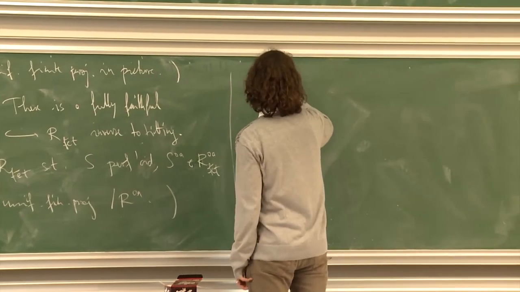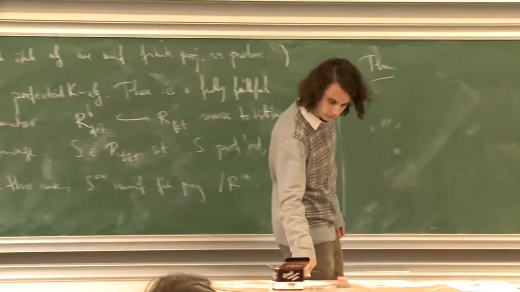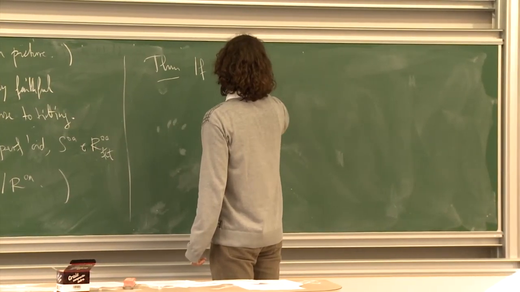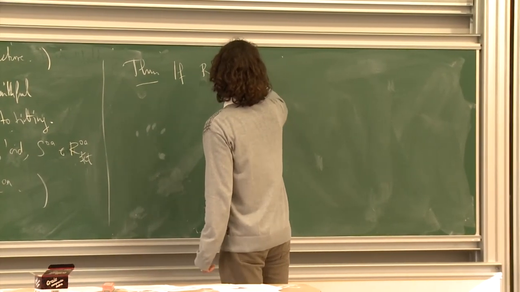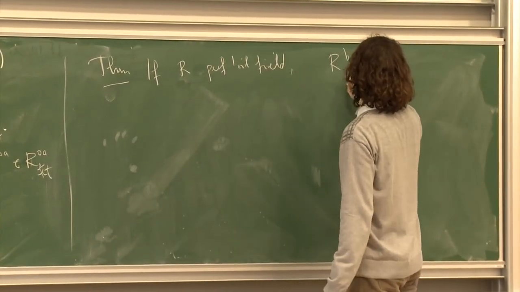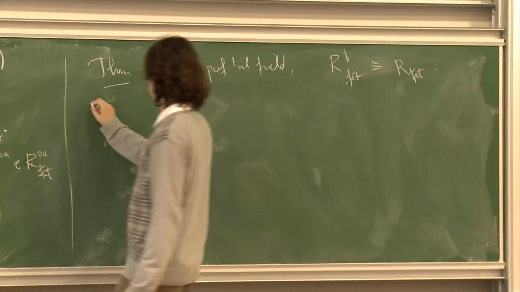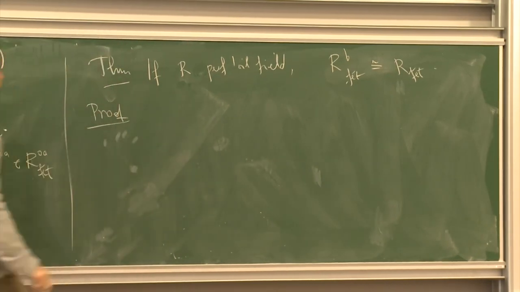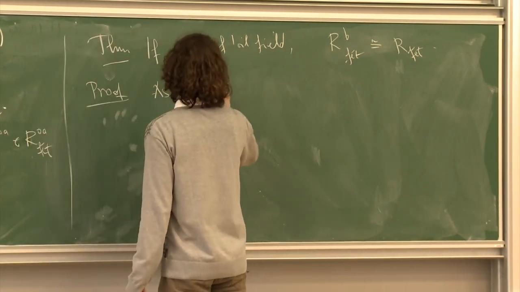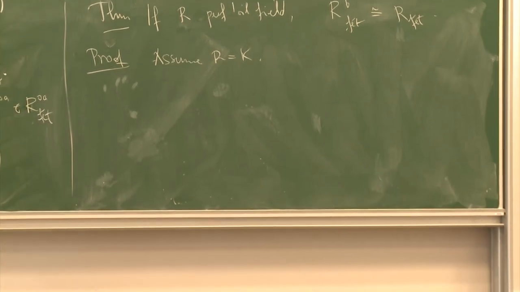And then the final theorem is that if R is a perfectoid field, then this functor is in fact an equivalence. Okay. And for the proof, we can assume that K_R is K. So we can just rename our K as this perfectoid field R.